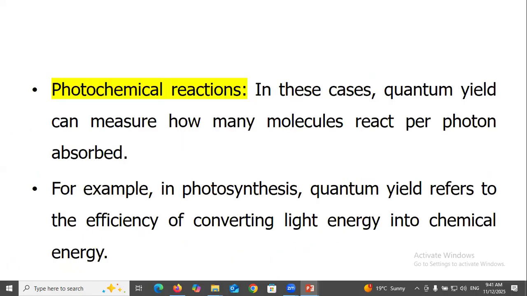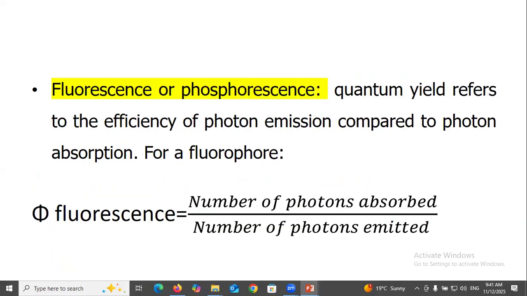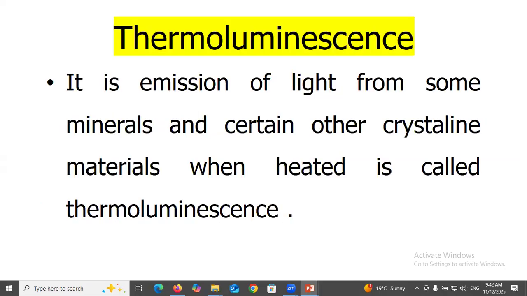In a photochemical reaction, quantum yield measures how many molecules react per photon absorbed. For example, in photosynthesis, quantum yield refers to the efficiency of converting light energy into chemical energy. In fluorescence or phosphorescence, quantum yield refers to the efficiency of photon emission compared to photon absorption. For fluorescence, phi equals number of photons emitted over number of photons absorbed.